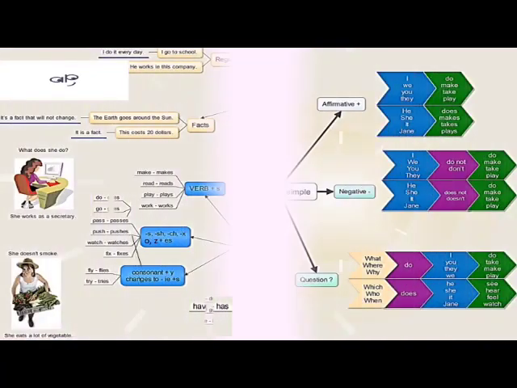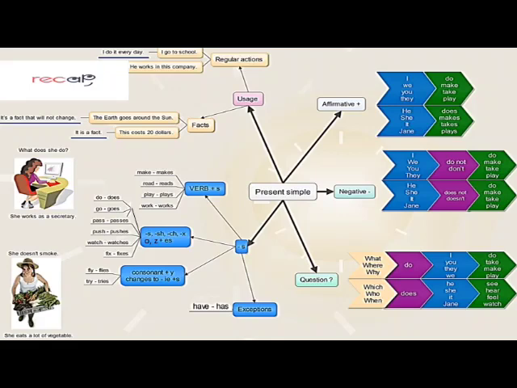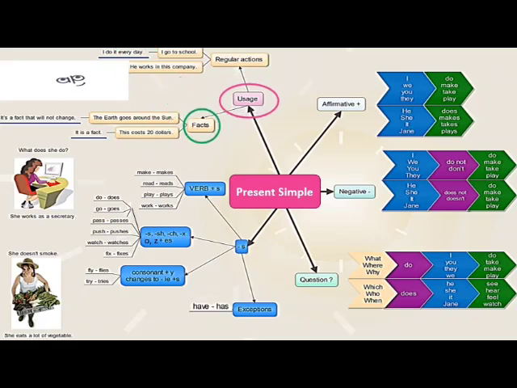Finally, we have reached the end of our lesson. Let's recap what we said. First, the present simple. We use the present simple for facts. The earth goes around the sun. It's a fact. This costs $20. It's a fact. Or for regular actions or habits, I go to school every day. He works in this company.